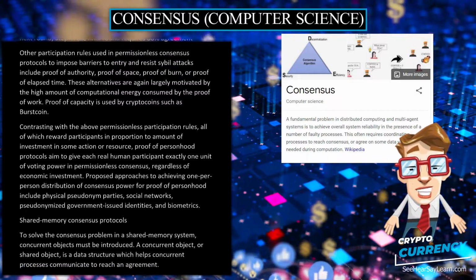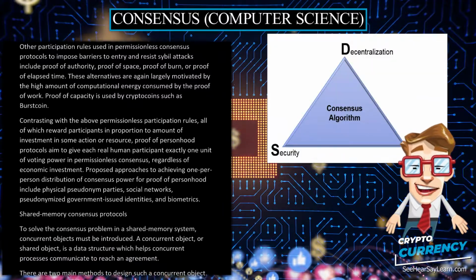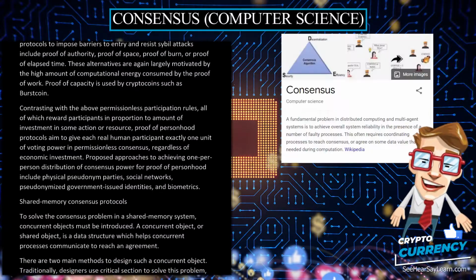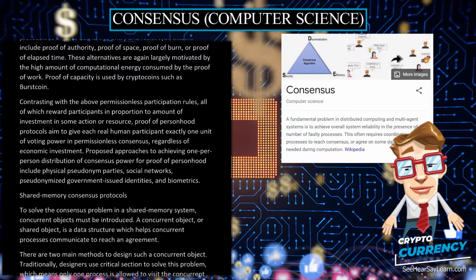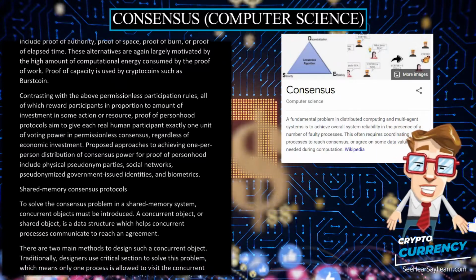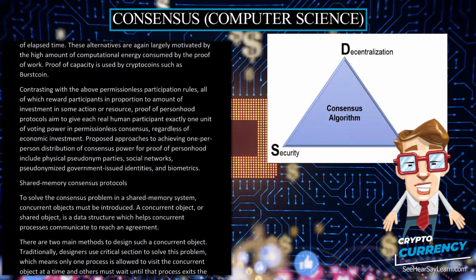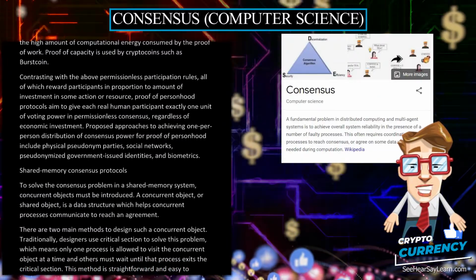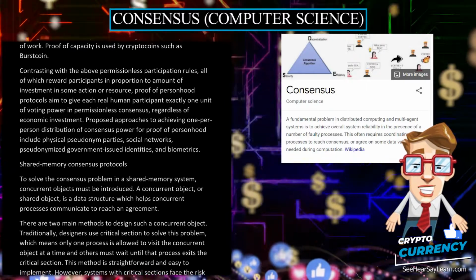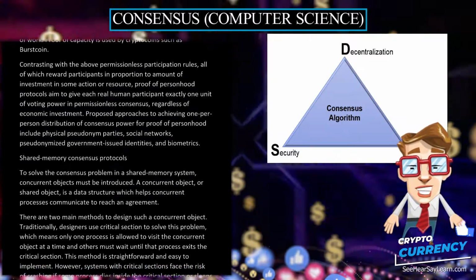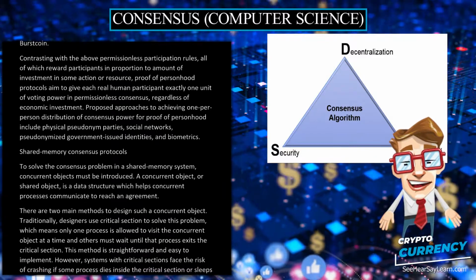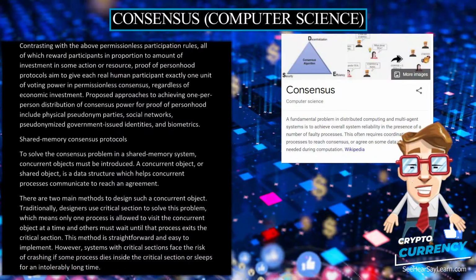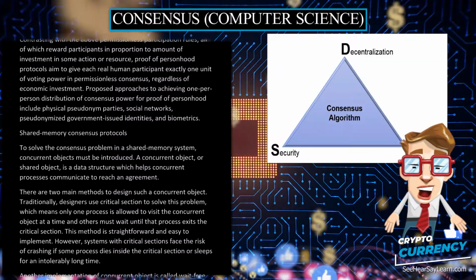Shared memory consensus protocols. To solve the consensus problem in a shared memory system, concurrent objects must be introduced. A concurrent object, or shared object, is a data structure which helps concurrent processes communicate to reach an agreement. There are 2 main methods to design such a concurrent object. Traditionally, designers use critical sections to solve this problem, which means only 1 process is allowed to visit the concurrent object at a time and others must wait until that process exits the critical section.